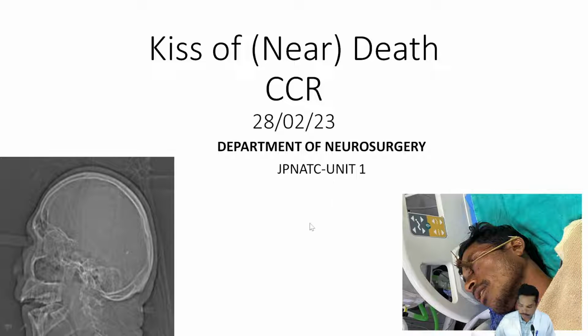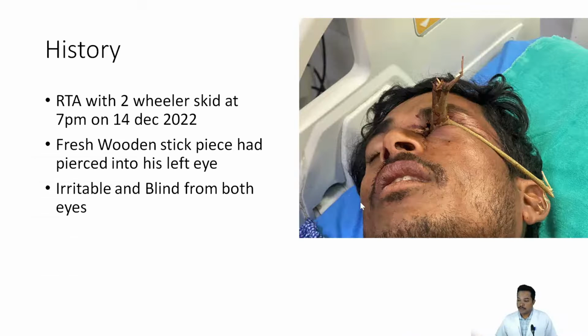Good afternoon, everyone. So this was a 25-year-old male. Patient had a road traffic accident, a two-wheeler skid at 7 p.m. on 14th December. Patient had a fresh wooden stick piece that had pierced his left eye, and he was irritable and blind from both eyes.